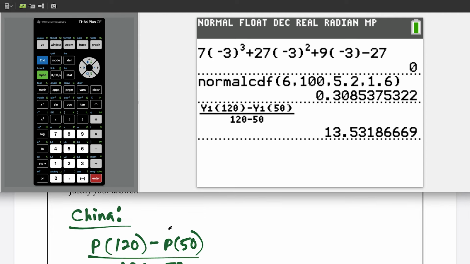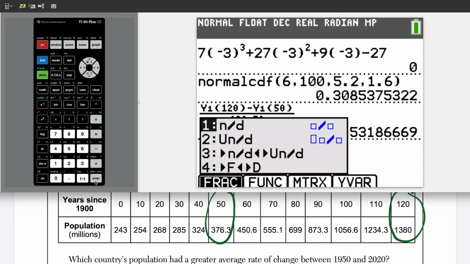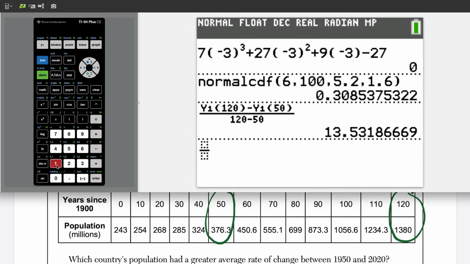So now for India, I'll just do this all at once. We're going to be doing the difference of the y values over the difference of the x values. So I'm going to press alpha y equals enter. And we're doing 1380 minus 376.6. And we're dividing this by 120 minus 50. So we're just typing in for India as well. And then we just have to compare which one is greater.